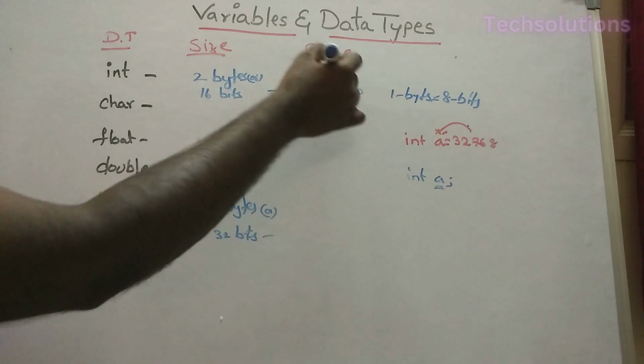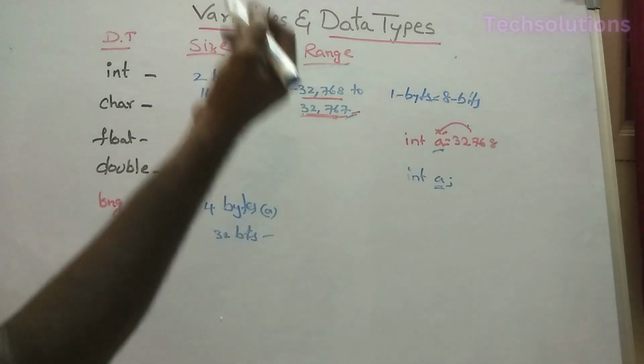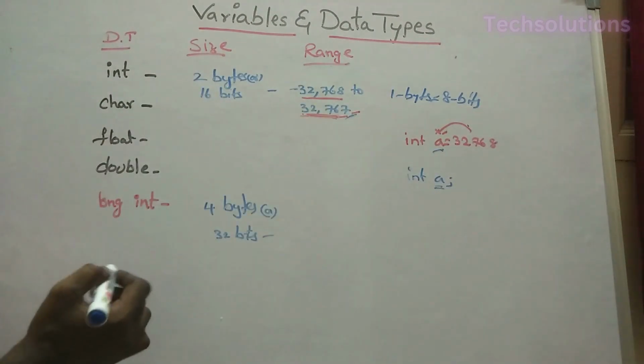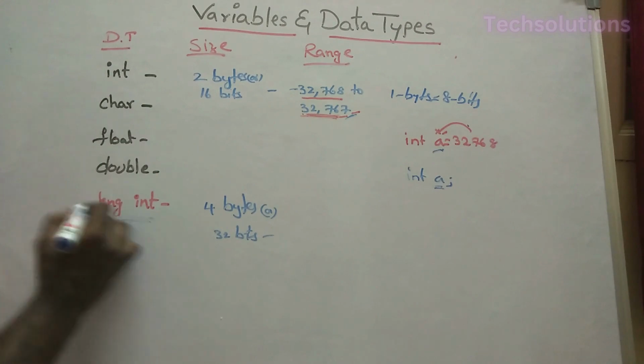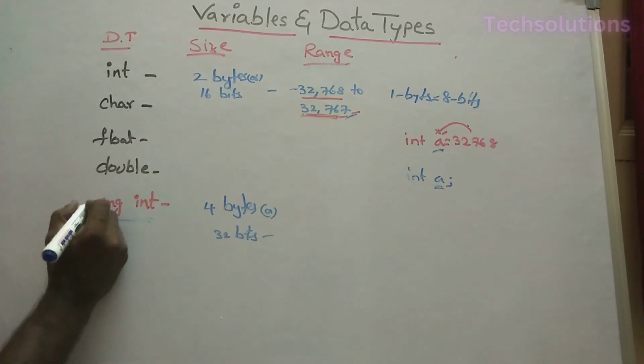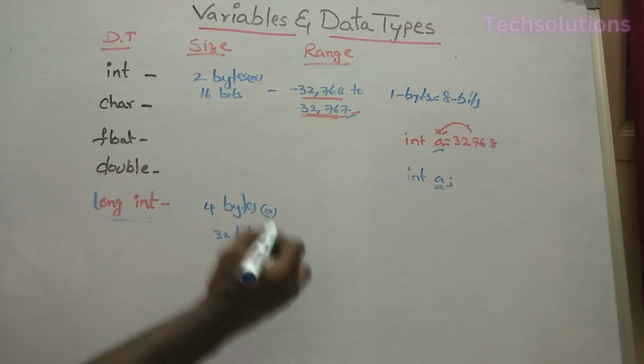Are you clear? Range means the minimum value we can assign to the variable a and the maximum value we can assign to the variable a. Suppose you want to assign a value greater than the particular size, then you can go for long int. The size of this long int is 4 bytes or 32 bits.